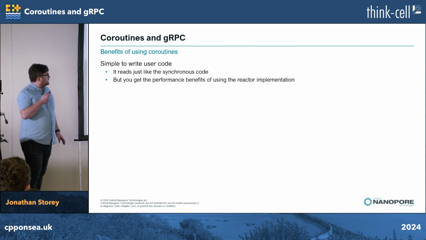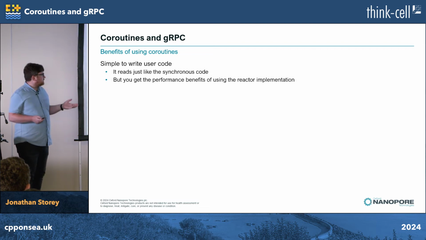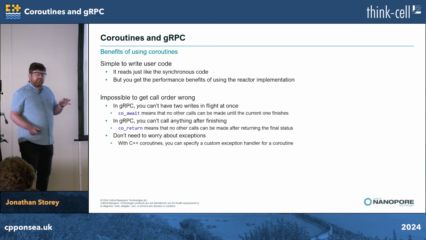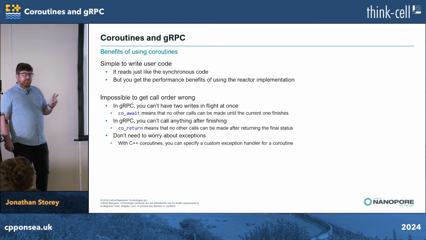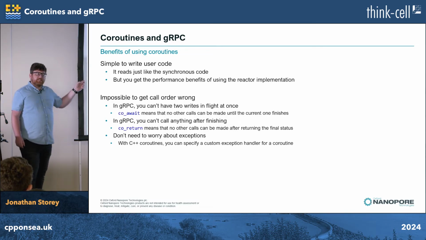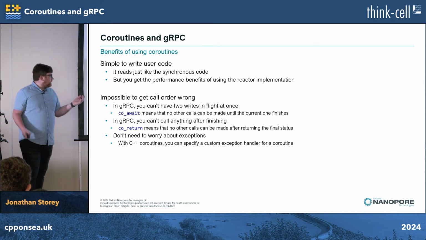So the benefits: it's simple to write the code, it looks just like the synchronous code, modulo a couple of keywords, but you get the performance of using the reactor implementation. And another nice thing about what I've just shown you is that it's impossible to get the call order wrong. In gRPC, you can't have two writes in flight at once. Well, because the coroutine's suspended when you reach co-await and isn't resumed until the write is finished, you can't have two writes in flight at once.